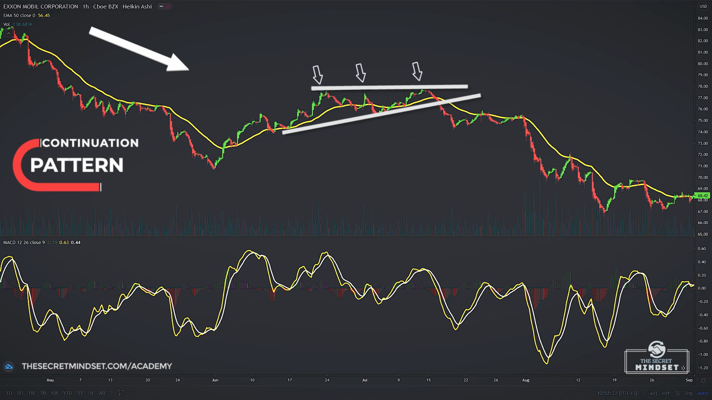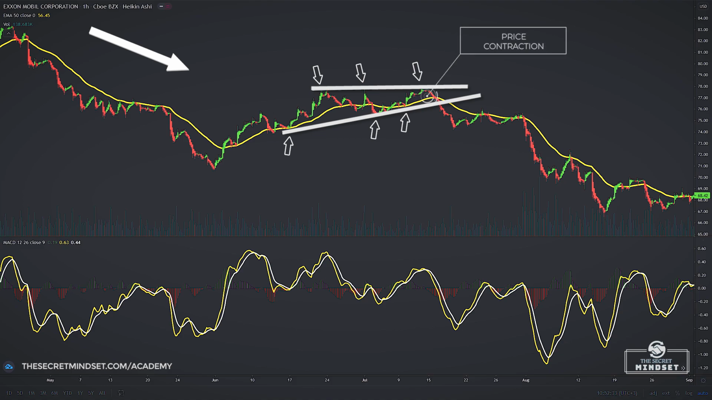The upper resistance line formed with minimum 2 successive higher peaks, the lower support line formed with minimum 3 successive higher lows, price contraction with the slope of the lower support line steeper than that of the upper resistance line, the volume declining as price was rising, and an increase of volume after the support line breakout. And additionally, you could look for a divergence on a momentum oscillator.